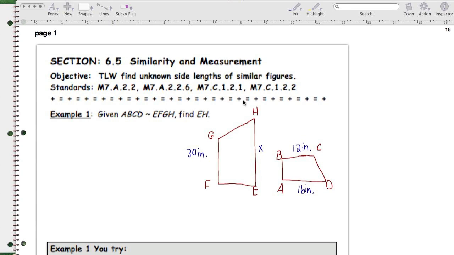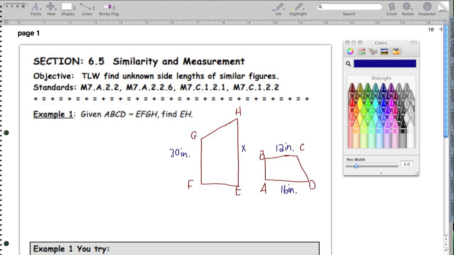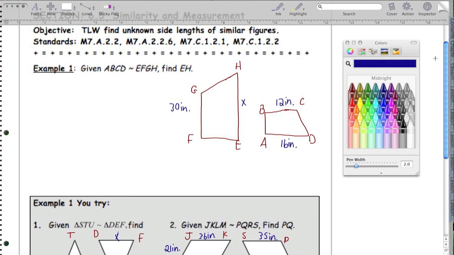Okay, let's take a look at similarity and measurement. Now we saw in the last lesson that when two figures are similar, they're the same shape, but they're different sizes. We're going to use that information to find unknown side lengths. So in this first example, ABCD is similar to EFGH.